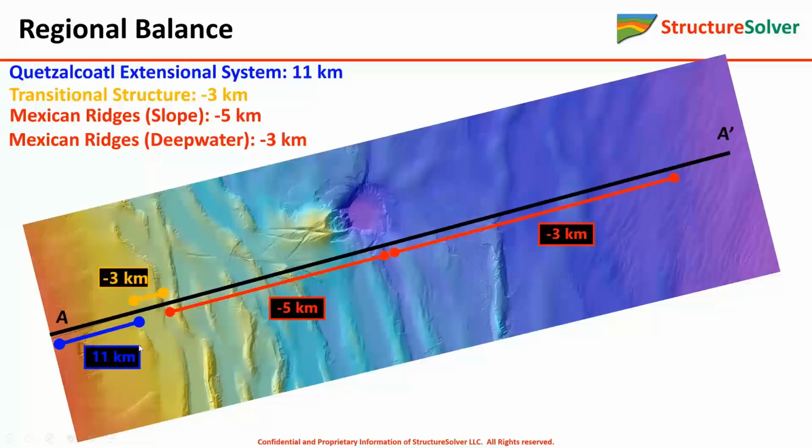And so we end up getting a relative balance between the amount of extension on the Quetzalcoatl system that's sliding down that detachment and forming those contractional structures. So that gives us confidence that we've now got a fairly consistent structural interpretation for this entire regional line.